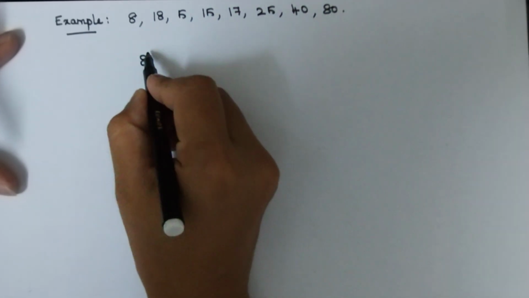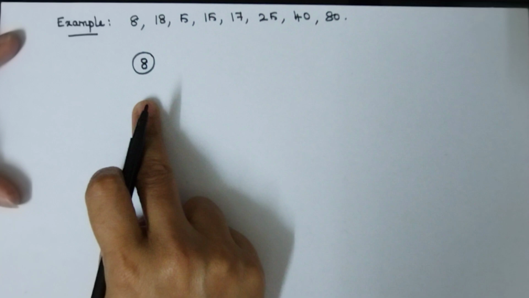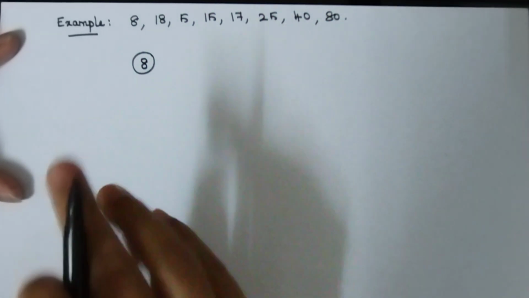So since 8 is the root node, this is black in color. Okay, I'm keeping 8 as a black node. Right, this is the first step. And coming to the second step.